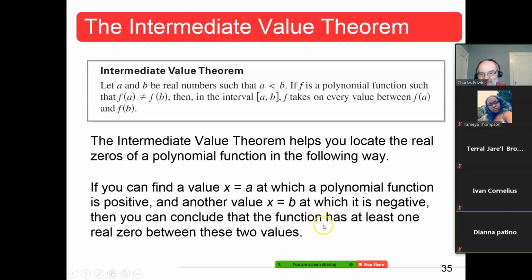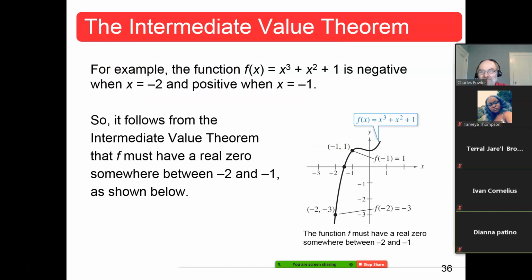So that way, if you can find a value, x equal A, for which, say, a polynomial function is either positive or negative, and then another value, x equal B, for which it's the opposite, you know there has to be at least one real zero in between those two values. You may have more than one, and that's okay too, but you've got to have at least one. Now, finding them, that's another issue, and you'll have to deal with that. So let's see how we're going to do this.